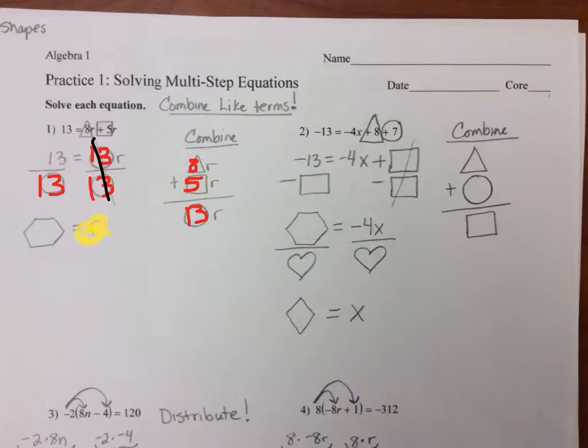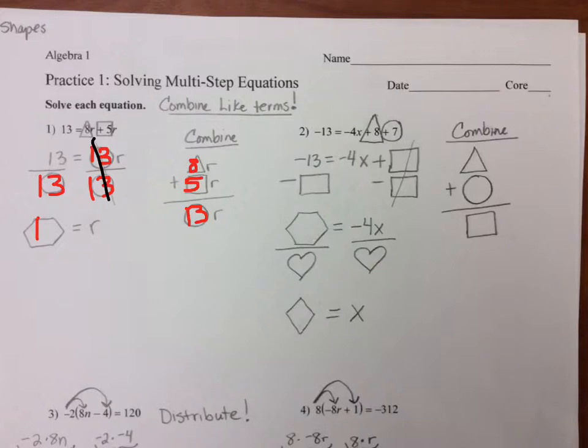But if I go to the other side, I have to figure out what 13 divided by 13 is. I can type that into my calculator, 13 divided by 13, or I can remember that any number divided by itself is 1. So 13 divided by 13 is 1, so that means r is 1. That's my final answer, r equals 1.